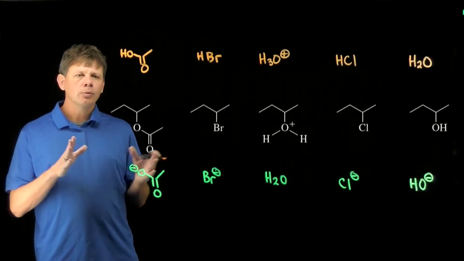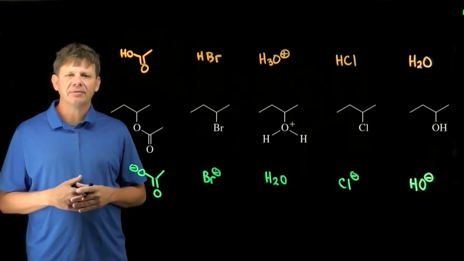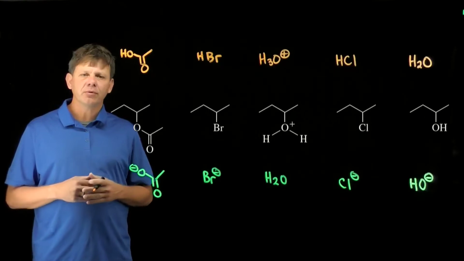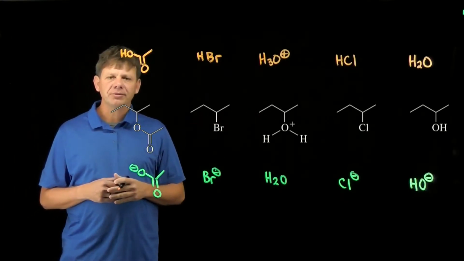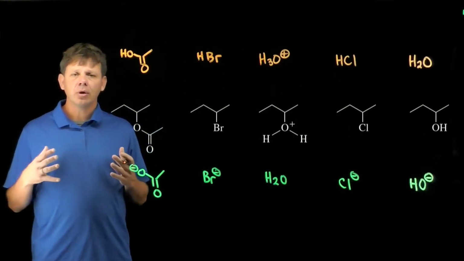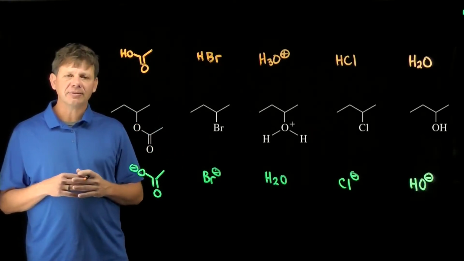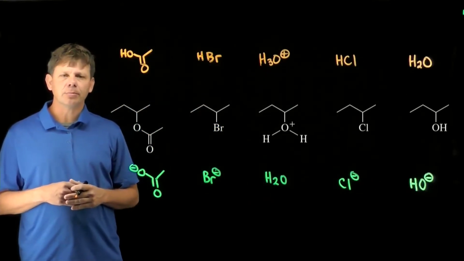In this assessment, we're ranking the compounds shown based on their ability to participate in an SN1 reaction. Note that the SN1 reaction starts with the formation of a carbocation. In each of these 5 molecules, the carbocation that would be produced would be a secondary carbocation. So what this question is really asking us to do is to rank these based on their leaving group ability.